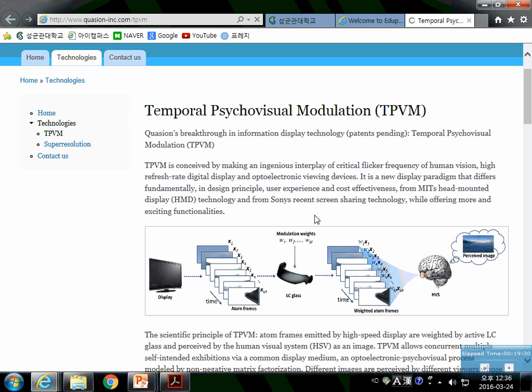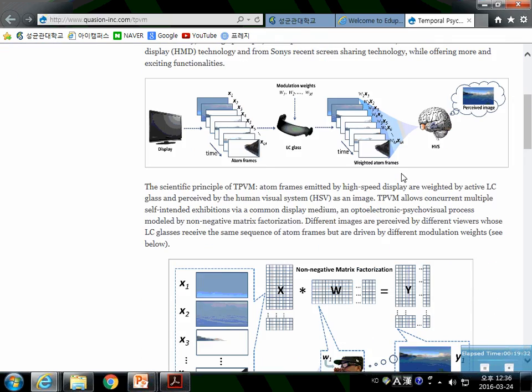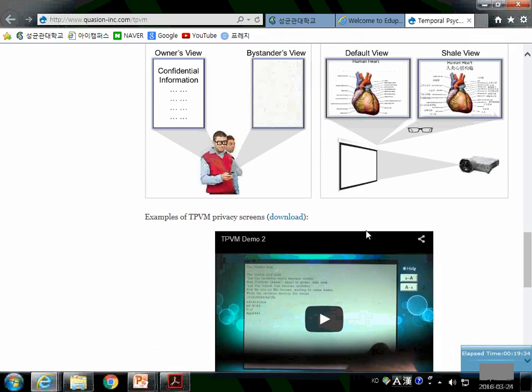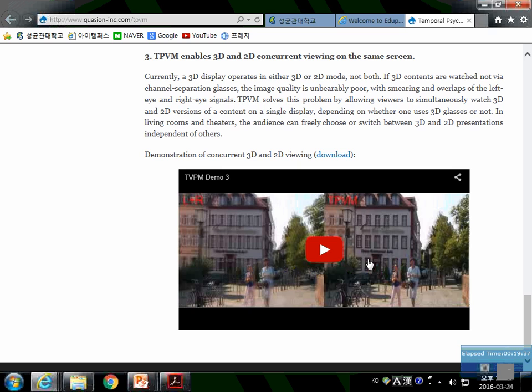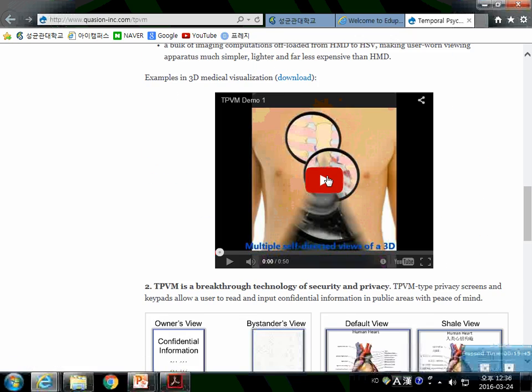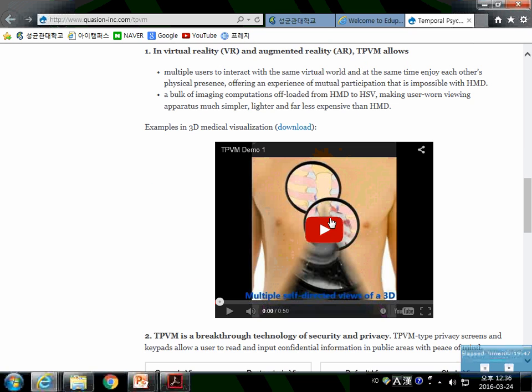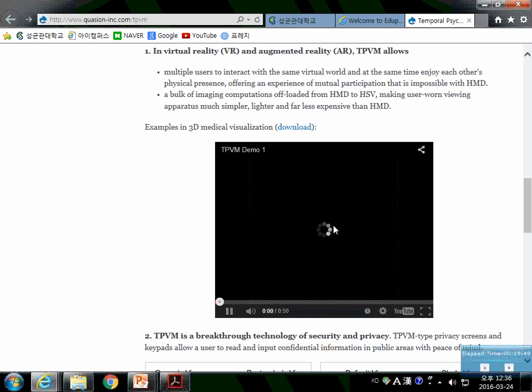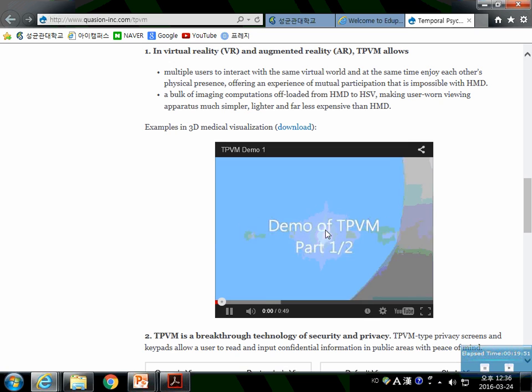As you see here, in order to see 3D images, you need glasses. But this shows something different. Where can TPVM be used?